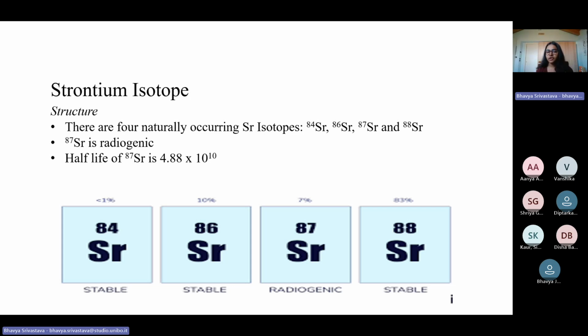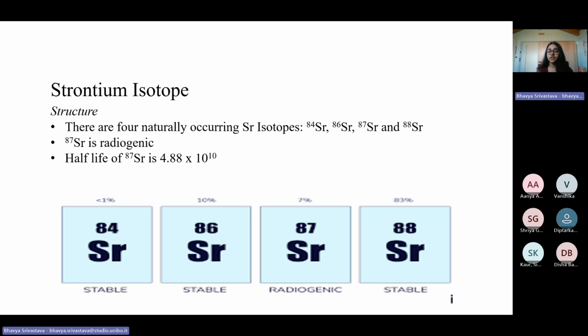The half-life of strontium 87, as you can see, is 4.88 times 10 to the power 10 years, which is a fairly large temporal span. Unlike carbon 14, which had just 5,730 years, this has a very long range. And therefore, strontium is not usually used for dating of artifacts, but it is used for other purposes because of its fairly consistent decay rate, and that is mobility.